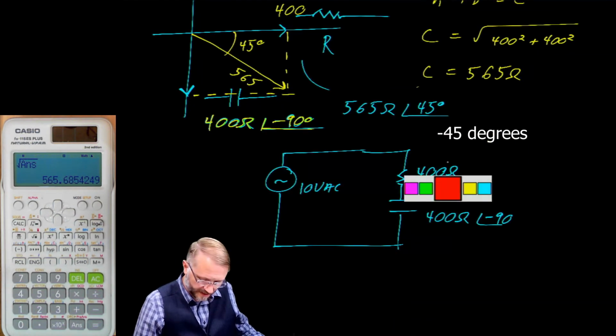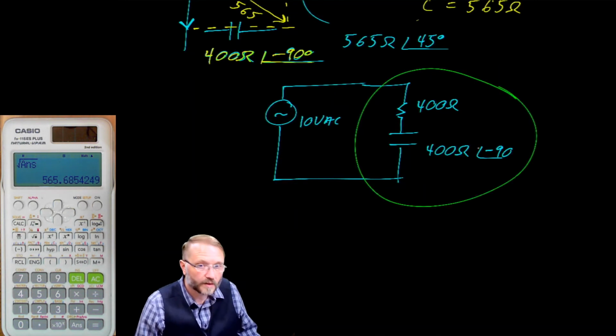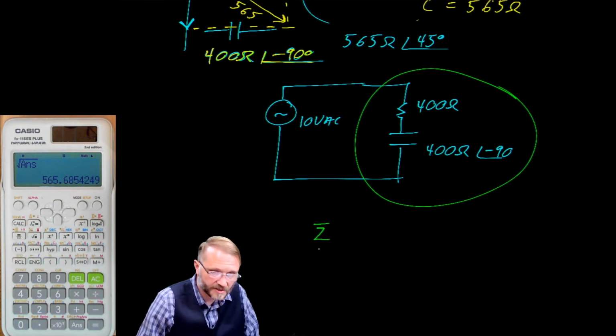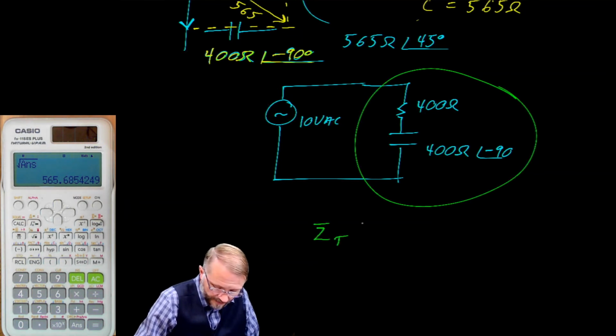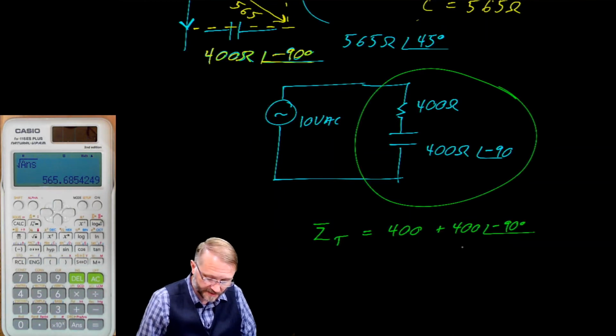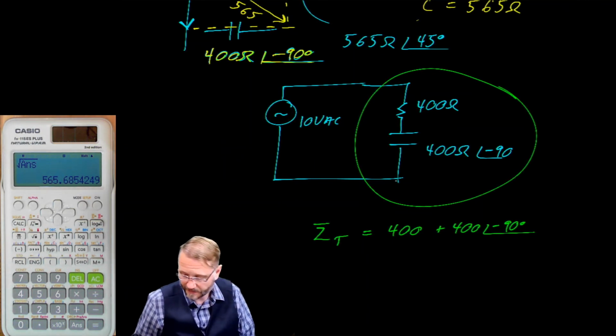I'm going to put that in an entirely different way for you here. Would you agree that those are series circuits? Would you agree that Z, a new term, Z total, is 400 plus 400 at a phase angle of negative 90? I think you would. You recognize that as a series circuit where we're taking what was resistance, now we're talking about the impedance of these two elements together.